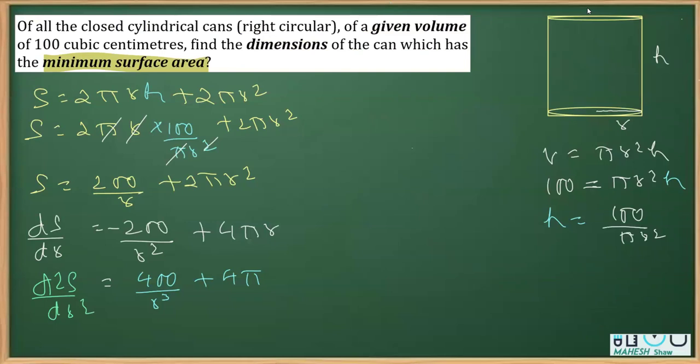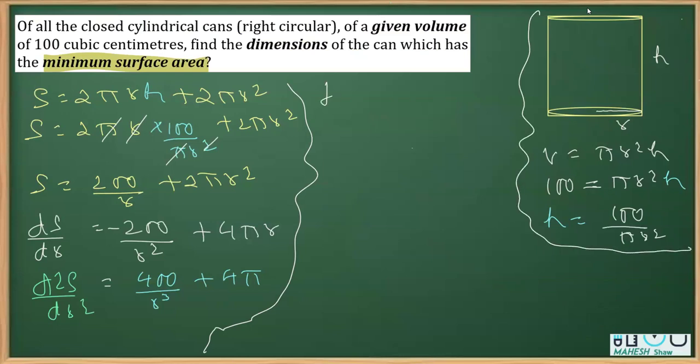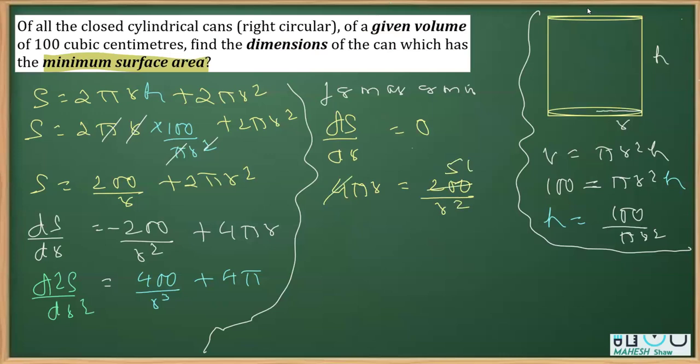And now we will equate the first order derivative, this ds by dr, with 0 for maxima or minima. That is this one. On equating with 0 and transposing, I can see we are getting 4 pi r is equal to, on the other side, positive 200 over r square. So this can be reduced by 4 times. That means r square into r, that is r cube, is equal to 50 over pi, or I can say r is equal to 50 over pi raised to the power 1 by 3.